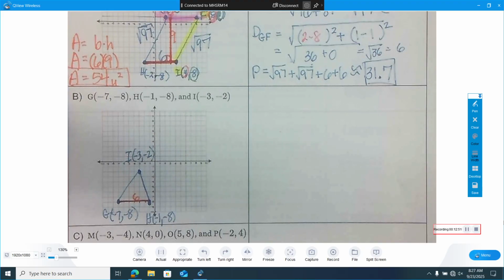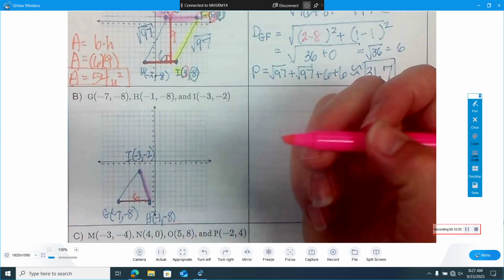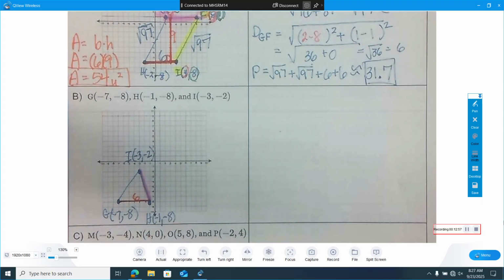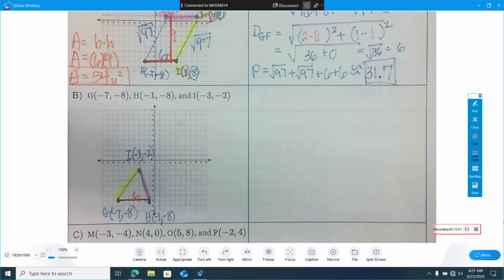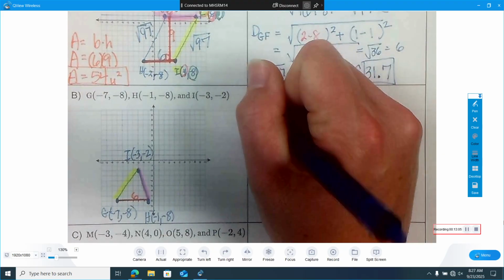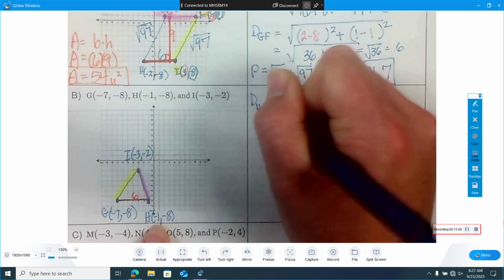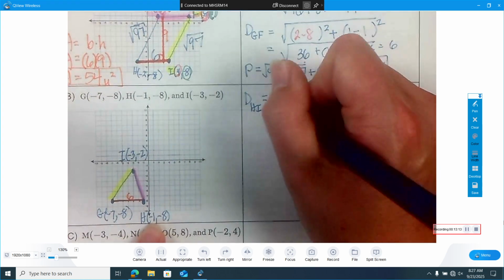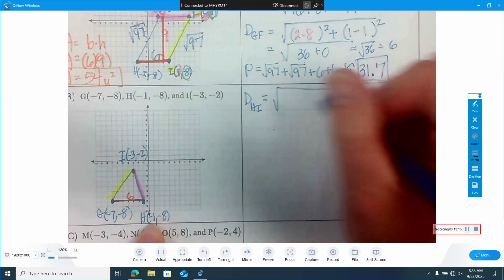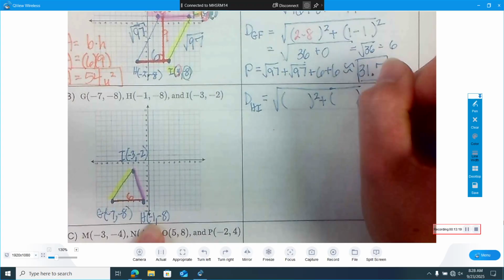But we have 2 slanty sides, so I need to figure out the length of the slanty side there. And I need to find the length of this slanty side, GI. So we have 2 distance formulas to do here. I'm going to start with the distance between H and I. So again, I'm going to use my big giant square root here. Set up my bubbles, squared, and my other bubbles, squared.